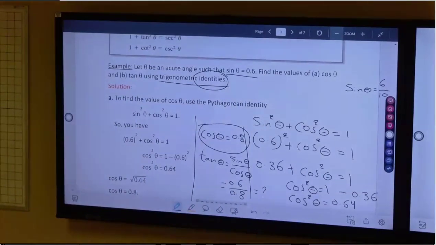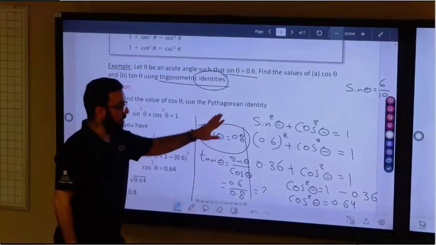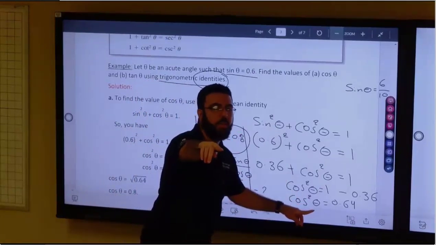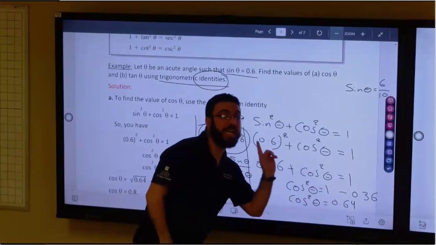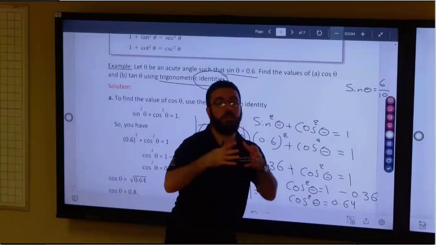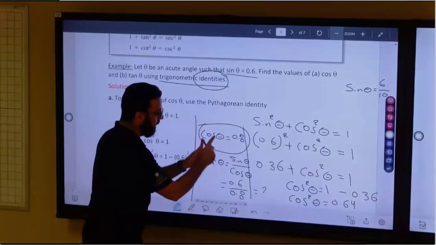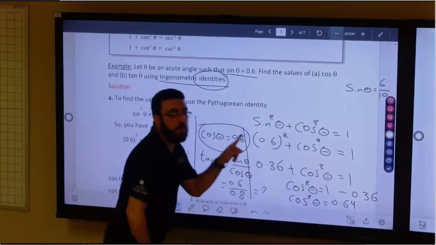Got it? No. Who said no? Okay, let's do it again, which is good if you say no. Which part? The second one? I got the first part, but why did you reduce it down? Because cosine square theta equals 0.64 and I need to find the cosine, so I'm going to take the square root of both sides. Cosine theta equals 0.8. The square root of 0.64 is 0.8.